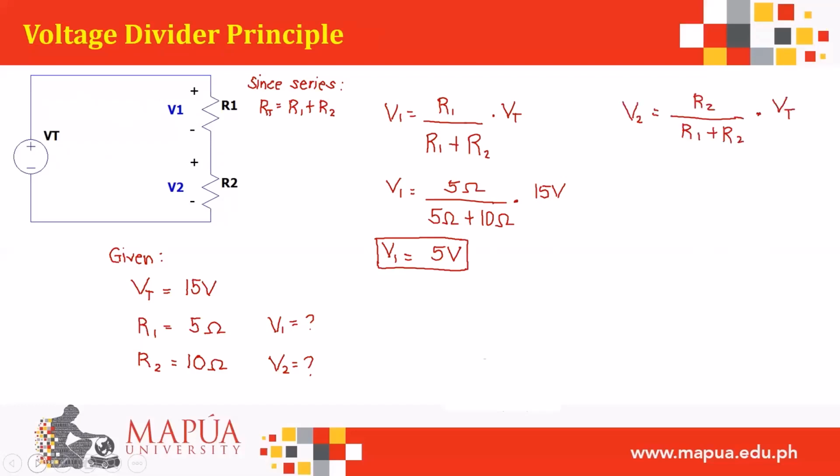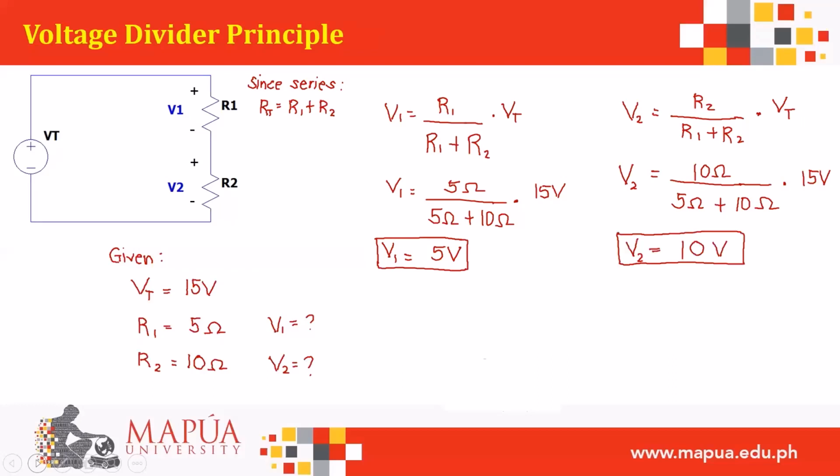Next is V sub 2 equal to R sub 2 over R sub 1 plus R sub 2 times total voltage. So we have 10 ohms over 5 plus 10 ohms times 15 volts. That's 10 volts. So V sub 2 is 10 volts and V sub 1 is 5 volts. Let's check. Is V sub t equal to V sub 1 plus V sub 2? Is 15 volts equal to 5 plus 10 volts? That's 15 volts. So it's satisfied, and this one's correct.